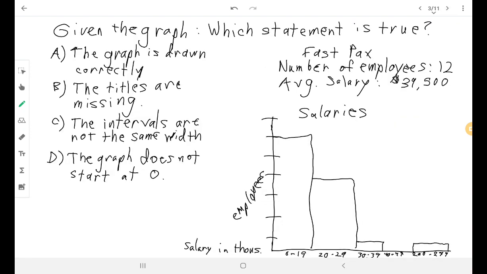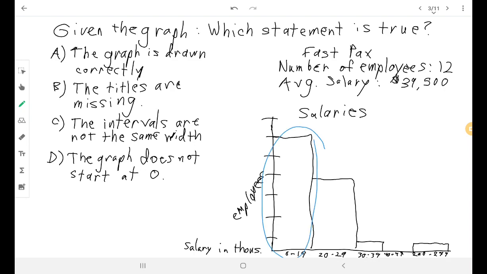All right, now let's look at a graph here. Given the graph, which statement is true? We're still talking about FastPaks here, the same company, but this could apply to any company. We're just using approximately the same numbers. So which statement is true? So let's look down at the graph here. We've got a little bar graph, histogram, whatever you want to call it. And we're talking about salaries and how many employees make those salaries, okay?